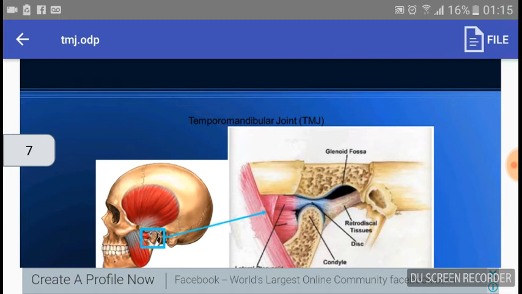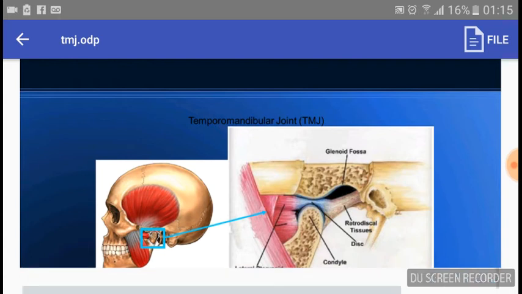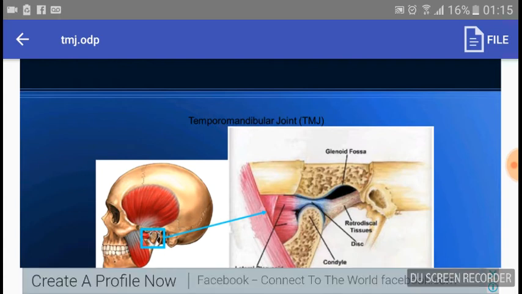The capsule's attachments: superiorly, it is attached to the rim of the temporal articular surfaces, and inferiorly along the condylar neck. Medially, it fuses with the medial collateral ligament, and laterally it fuses with the lateral collateral ligament. Anteriorly, it fuses with the superior head of the lateral pterygoid. Posteriorly, it fuses along the retrodiscal pad.